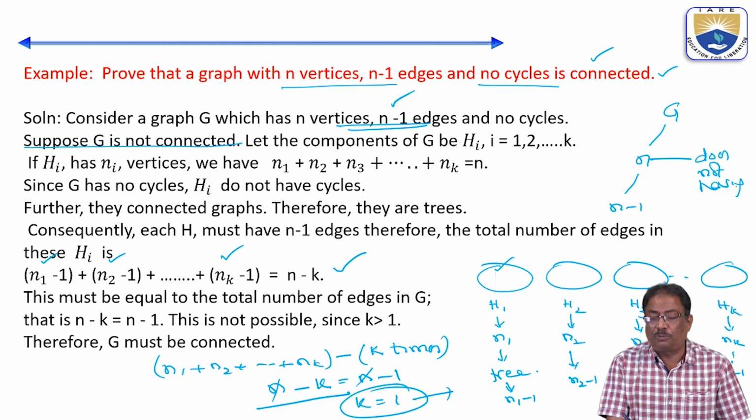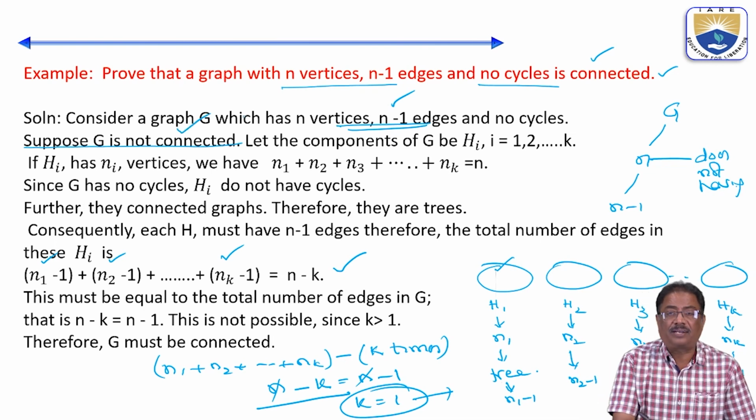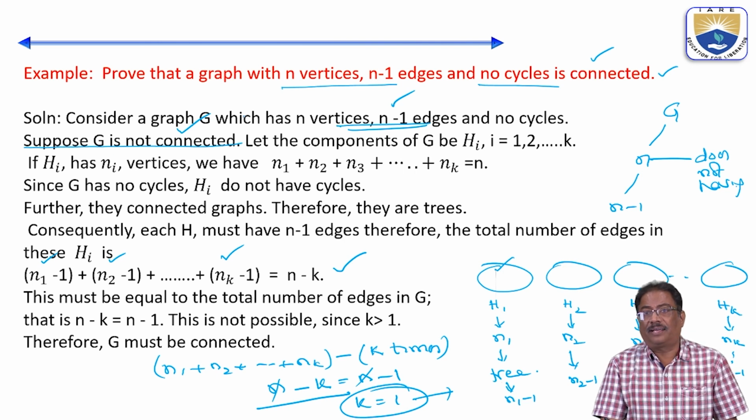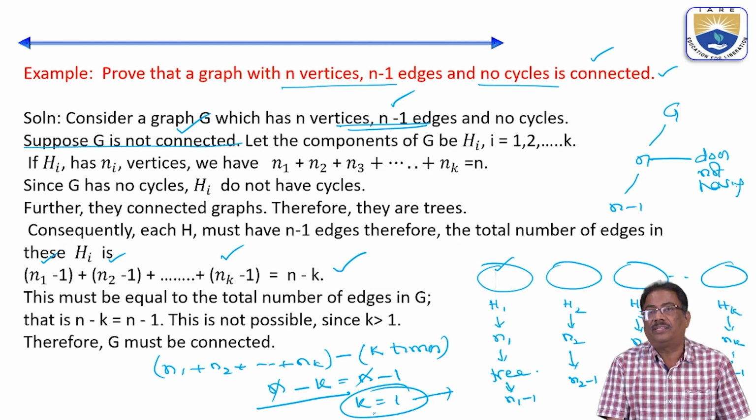Number of components should be 1. If the graph were not connected, I would not be getting the number of components as 1. Components are 1, so definitely it should be a connected graph. So this is the way that we are going to do it.